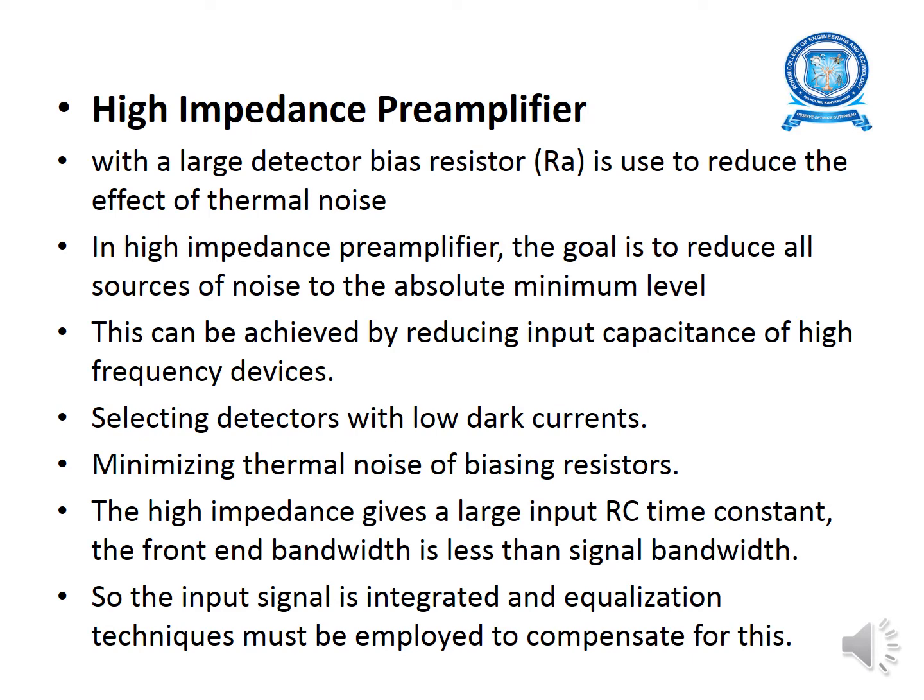To reduce the noise in the high impedance preamplifier unit, we have to consider the main goal of reducing all sources of noise to an absolute minimum level. First, reducing the input capacitance through the selection of low capacitance, high frequency devices. Second, selecting a detector with low dark current. Third, minimizing the thermal noise of the bias resistor unit. By using these three points, we can reduce the noise in the high impedance preamplifier.